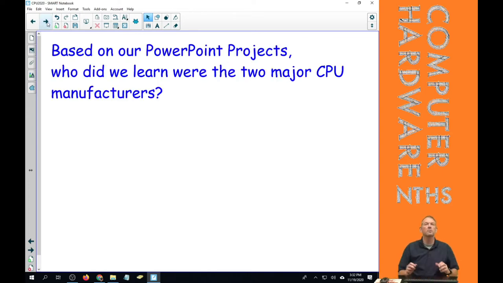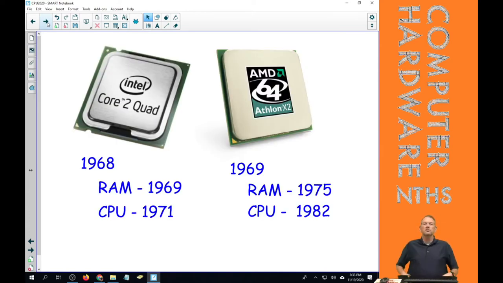We know from our previous projects that there are two major CPU manufacturers, Intel and AMD. Intel's been doing it longer. It started doing RAM in 1969 and started doing CPUs back in 1971. AMD's been around since 1969, but started getting into the computer business with RAM in 1975. As we've already talked about, it got into the CPU business because Intel hired them to in 1982. So those are the two, and really the only players anymore in central processing units.